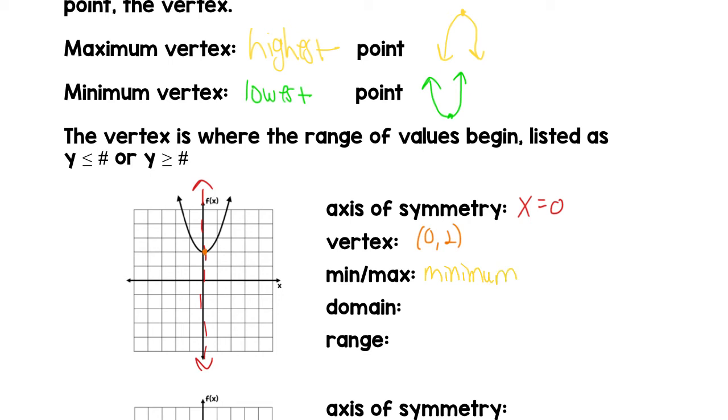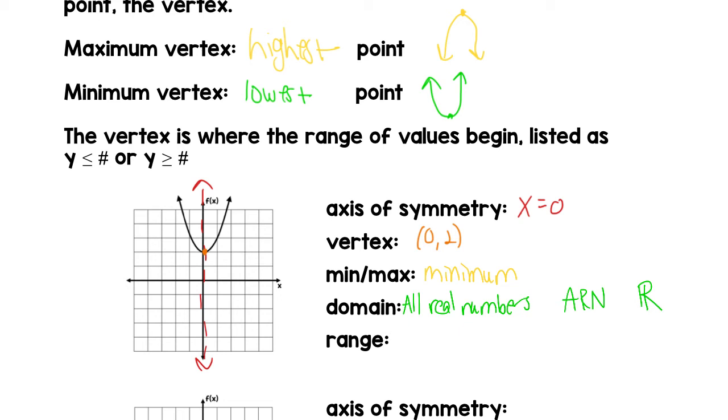The domain. Every domain for all parabolas is going to be all real numbers. You can write that one of three ways. You can write that all real numbers, which again, that's a lot of words for a mathematician. Or this is the way I was taught and learned in college, 2 lines with an R. That stands for all reals.